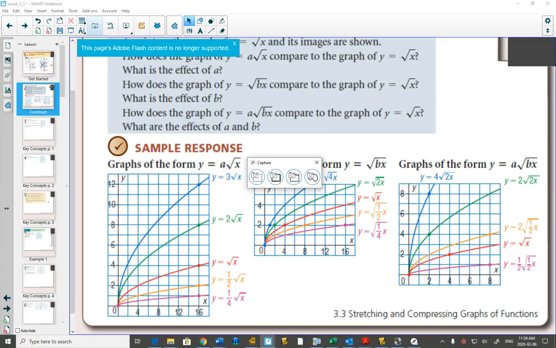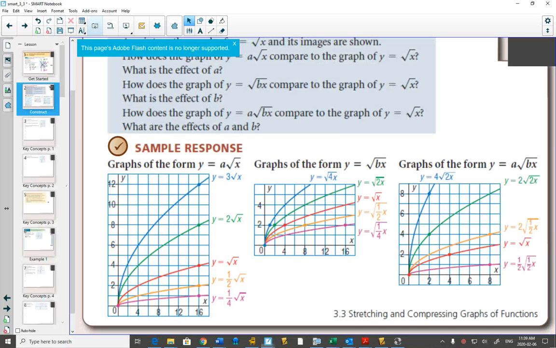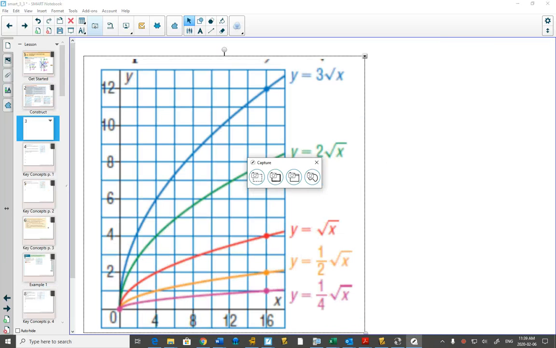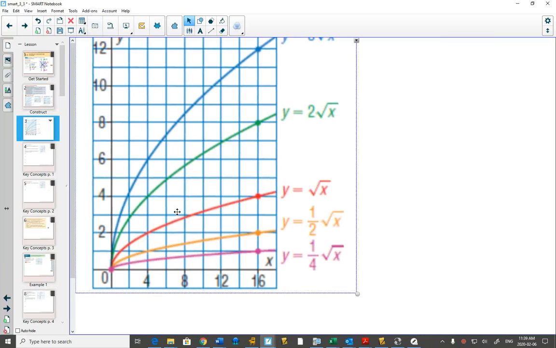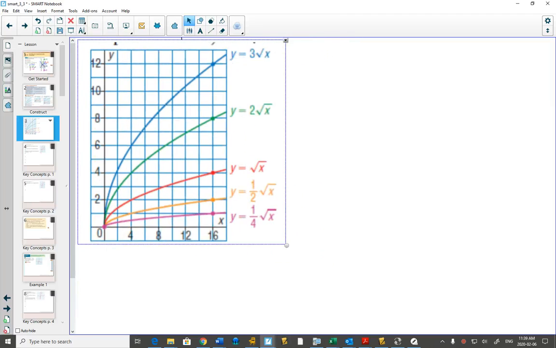My camera button working? Here we go. We'll start with this one. I think this is the one that you have listed first as well. Okay, perfect. Make it a little bit smaller so it's not quite so big. Still pretty big. There we go.